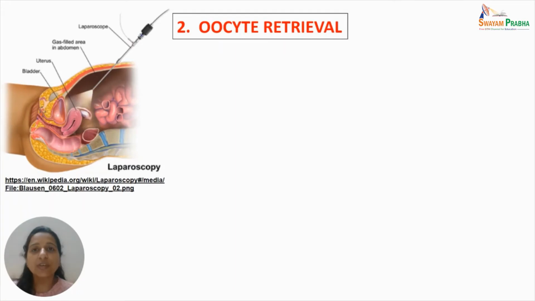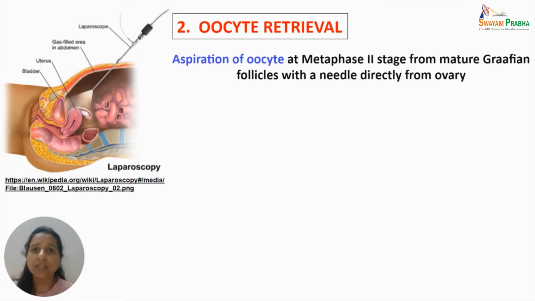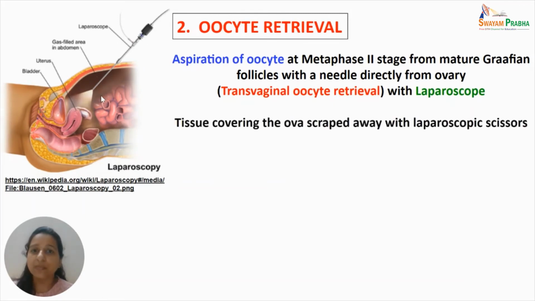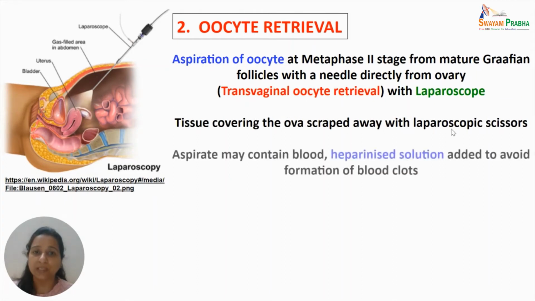The second procedure involves oocyte retrieval. Oocytes are generally aspirated at metaphase 2 stage from mature Graafian follicles with the help of a needle directly from the ovary, which is known as transvaginal oocyte retrieval mechanism. And this is done with a laparoscope, as you can see in the photograph here. Now, the tissue covering the ova is scraped away with laparoscopic scissors.